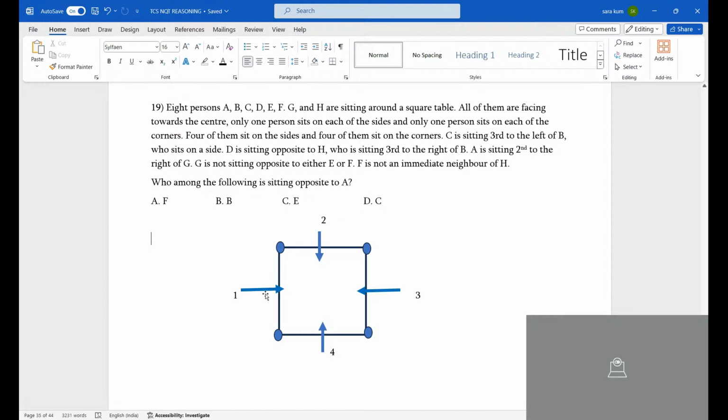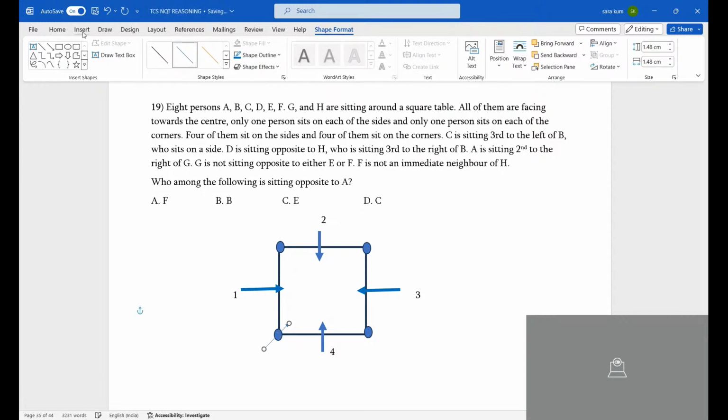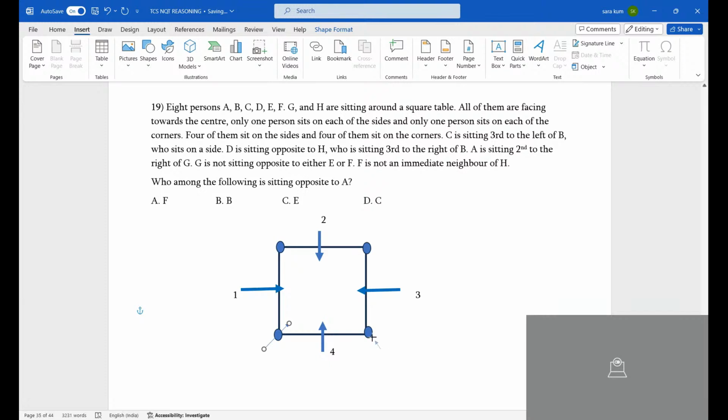So that is something that I want you guys to write. Even though this guy is sitting in the corner, he'll be facing like this, and this guy will be facing the center like this, and this guy will be facing the center like this, and this guy will be facing the center like this. Each of these people will be facing the center like this. Okay, so there you go.